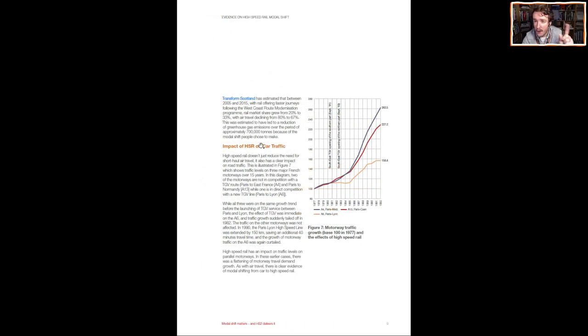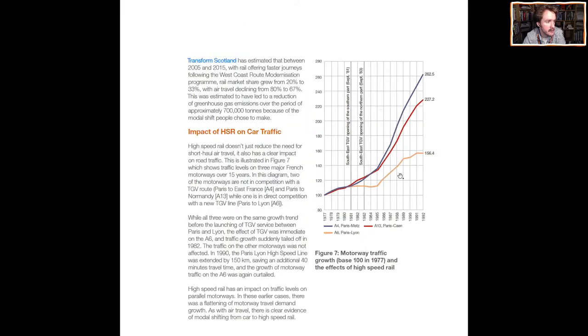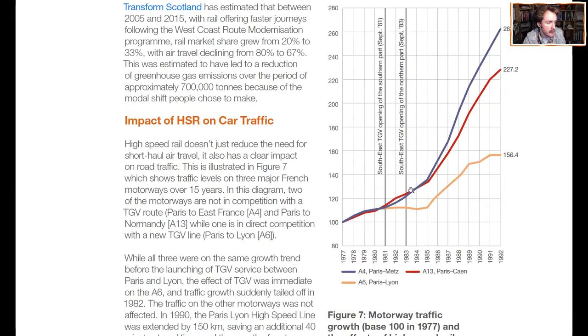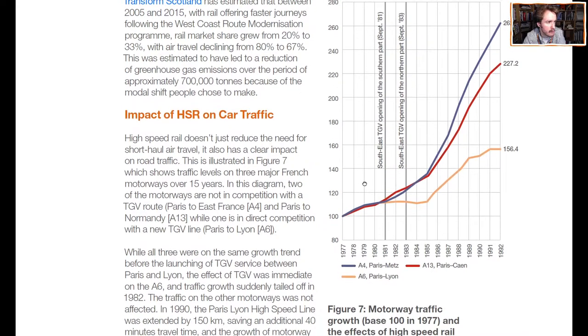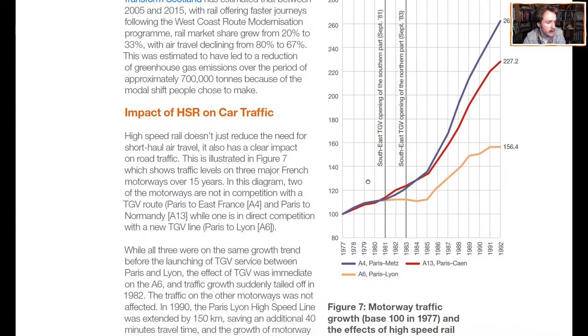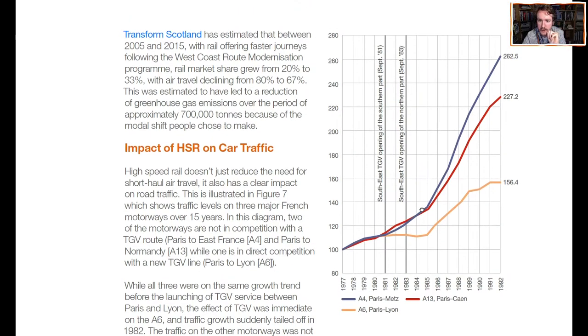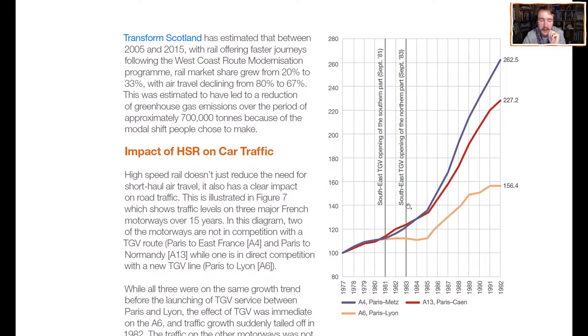So now the car question. This is an important one to have a look at. High-speed rail doesn't just reduce the need for short-haul air travel, it also has a clear impact on road traffic. So here is an example they've given, looking at motorway traffic growth and the effects of high-speed rail. They look at three different motorways in France. And let me just move this down here so you can see the numbers without my face being on top of it.